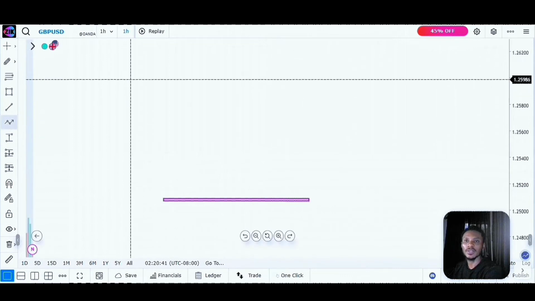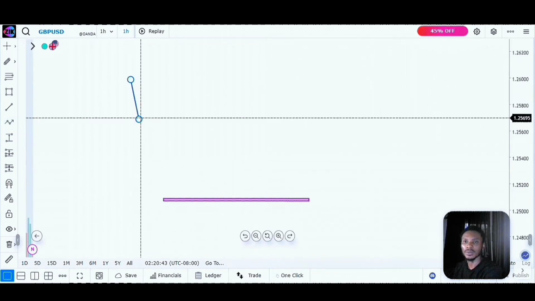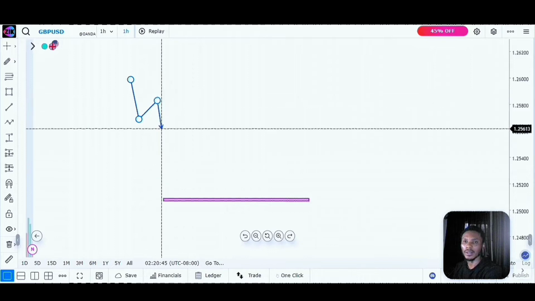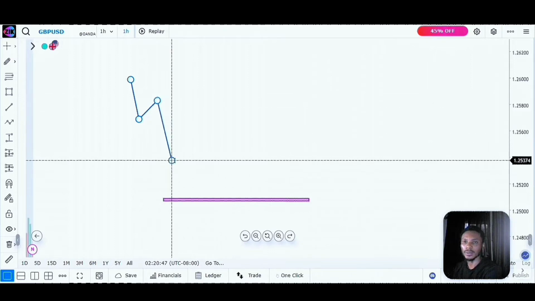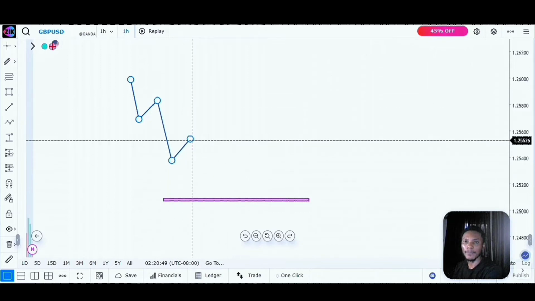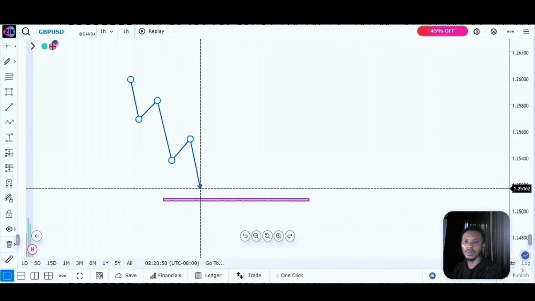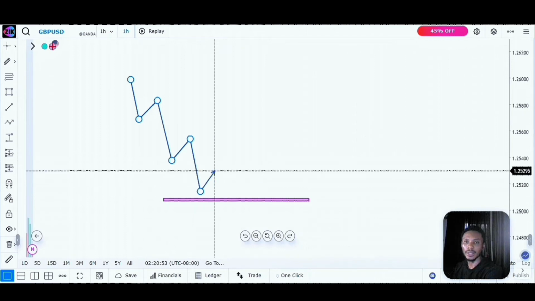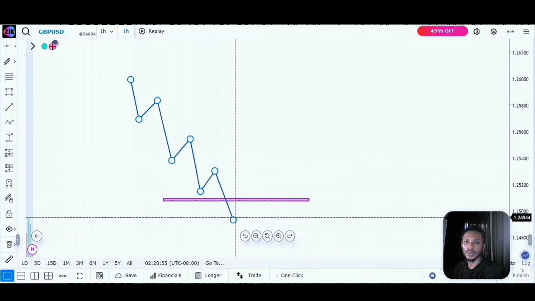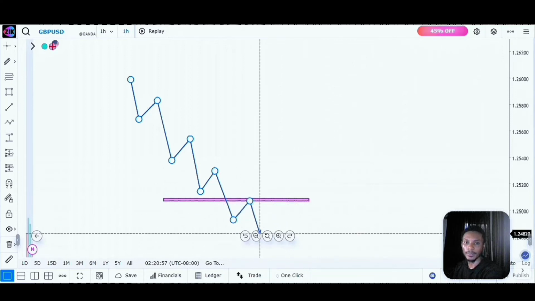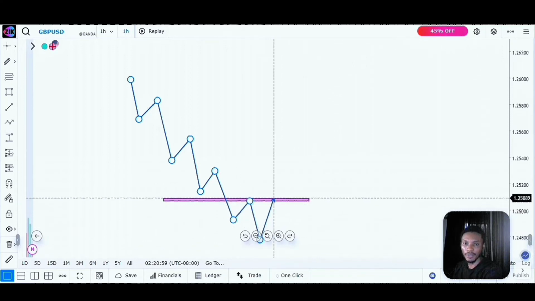The market has been moving in a series of lower low, lower high, lower low, lower high, and lower low. Now you have a break of structure, right?